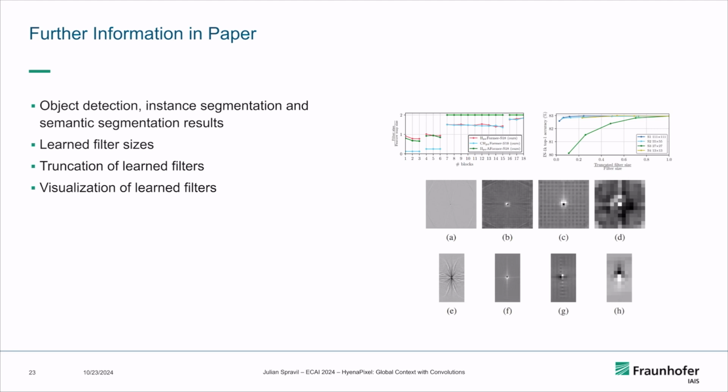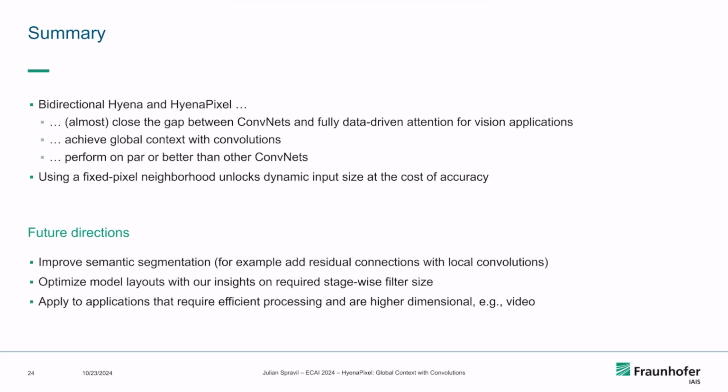We also look at the learned filter sizes and truncate them to see the impact on the performance, and we also visualize them. In summary, bidirectional Hyena and HyenaPixel almost close the gap between ConvNets and attention-based networks for vision applications, but there's still some room for improvement. We achieve global context with convolutions and perform on par or better than other ConvNets. By using a fixed pixel neighborhood, such as HyenaPixel does, you actually trade accuracy for other properties such as dynamic input size, which could be favorable for example for object detection.